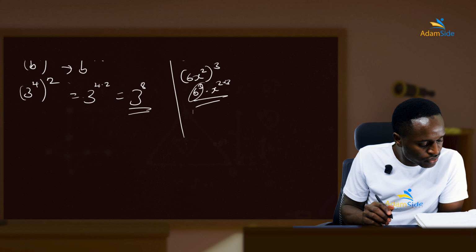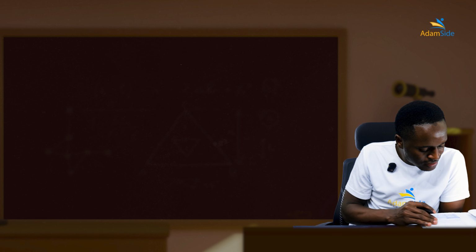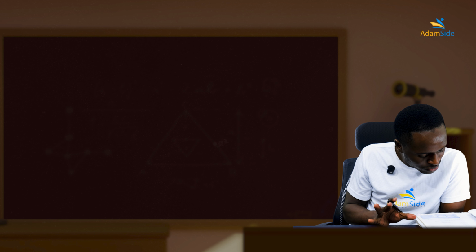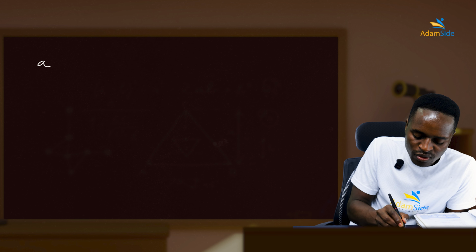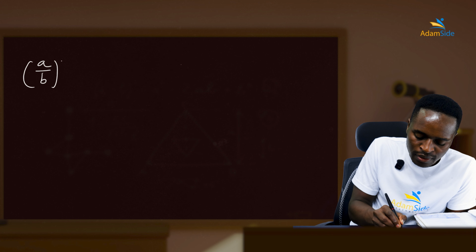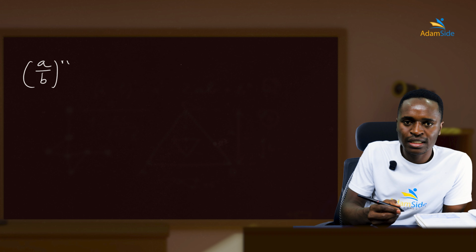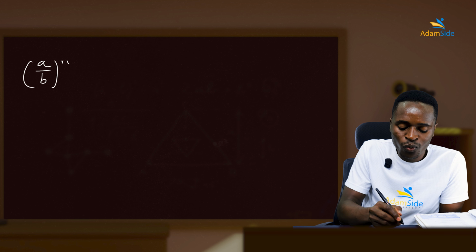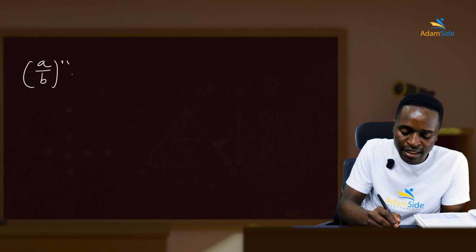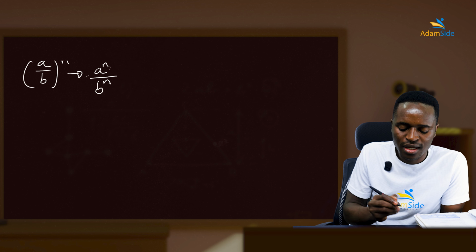We are also going to review when you have fractional indices. So, fractional indices, the law of indices. What do we need to know about this? Let's say you have a over b, and then you have a power n outside. Now we understand a over b is a rational, something that can be written as a fraction. If we want to open the bracket, it is the same as a power n over b power n.